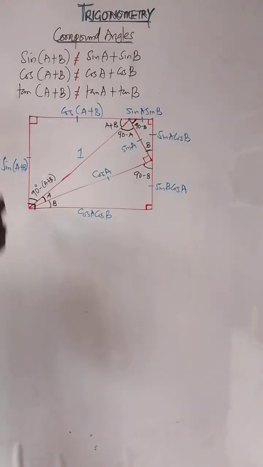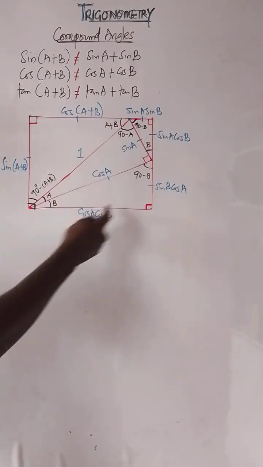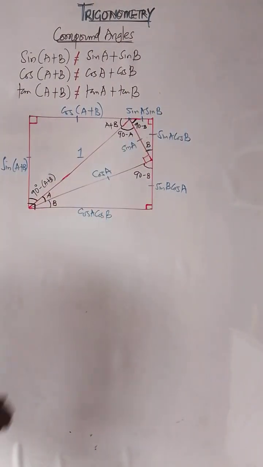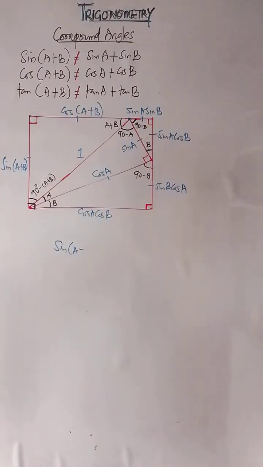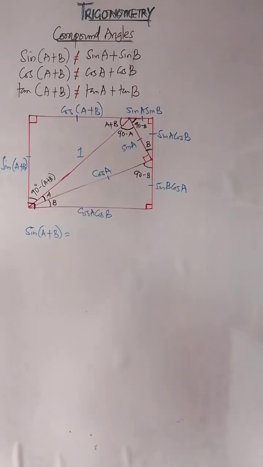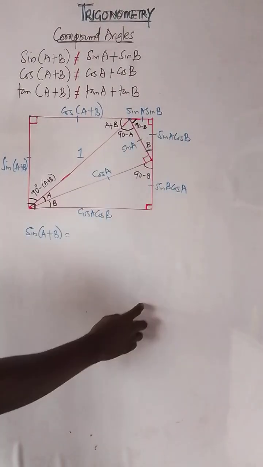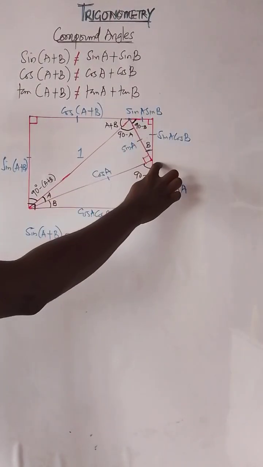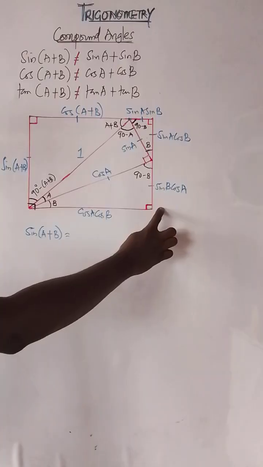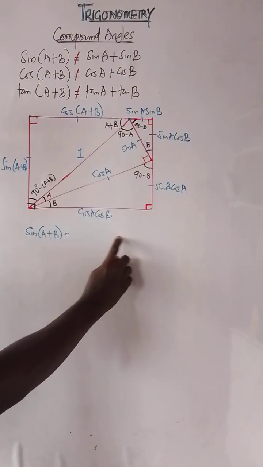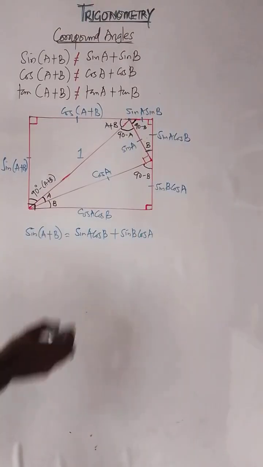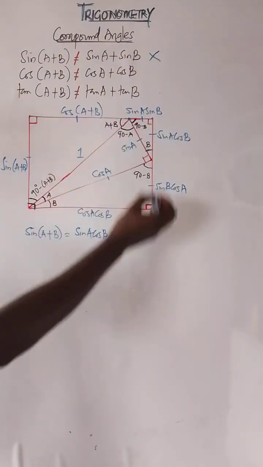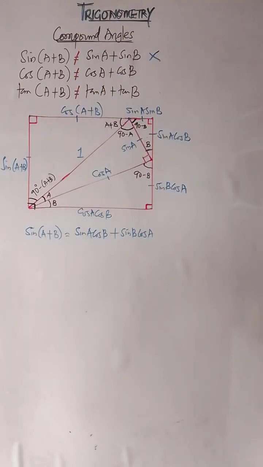Now, since this is a rectangle, the whole of this side must be equal to the whole of this side. So what do you have here? Here, all the side is sin(A plus B), and that equals the whole of this side. From here to here is sin A cos B. From here to here is what? Sin B cos A. So we are going to have sin A cos B plus sin B cos A, and that is the answer. So it means this one is wrong. This one is the correct version.